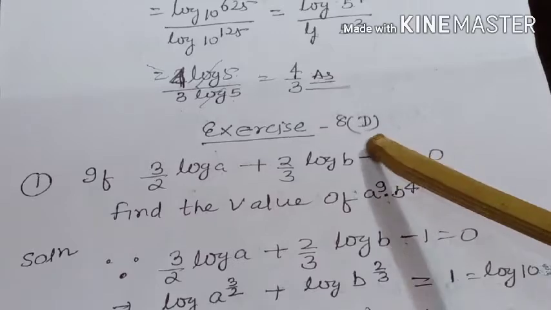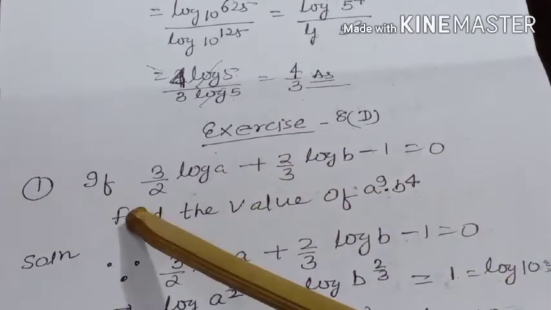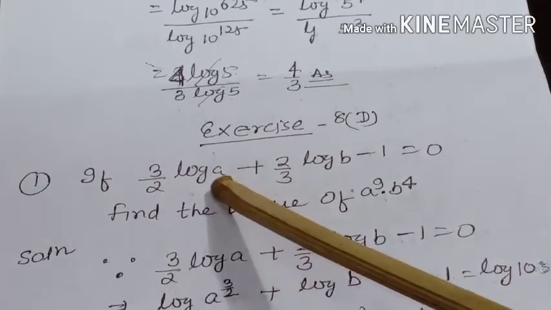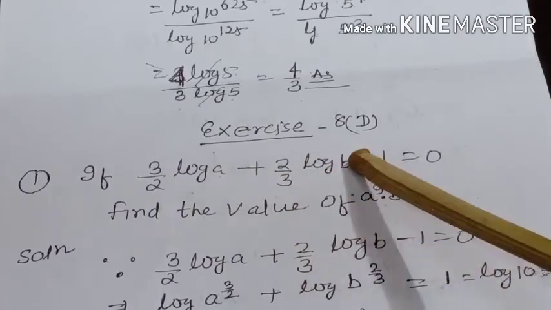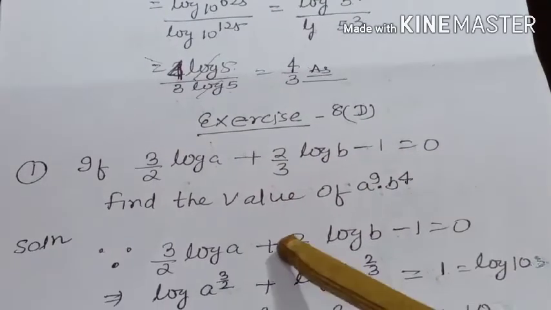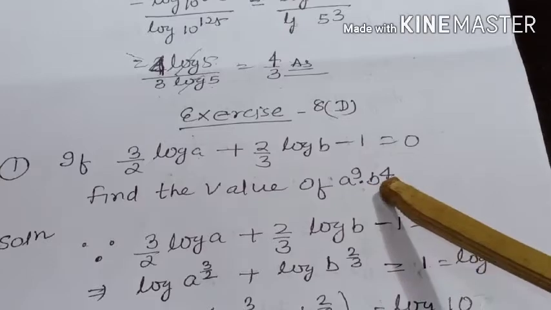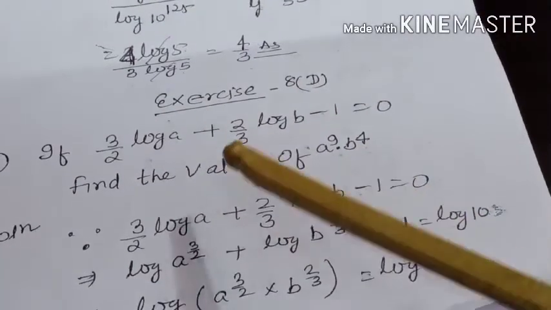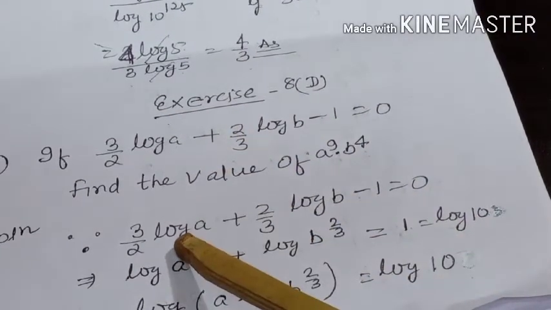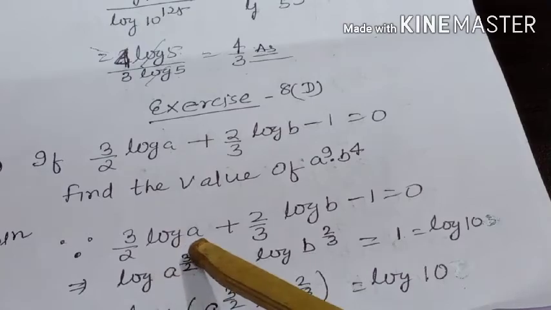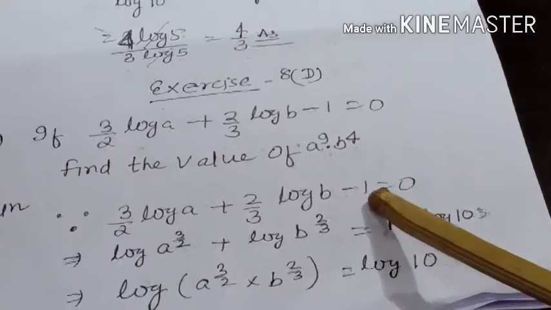Already A, B, C is explained. So the first question of the exercise is: if 3 by 2 log A plus 2 by 3 log B minus 1 is equal to 0, you have to find the value of A to the power 9 into B to the power 4. So we'll start with the information provided: 3 by 2 log A plus 2 by 3 log B minus 1 is equal to 0.